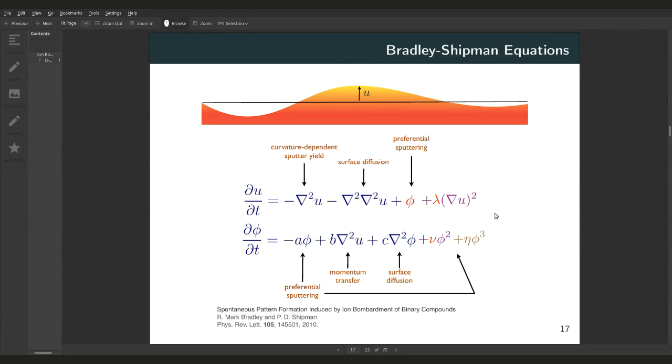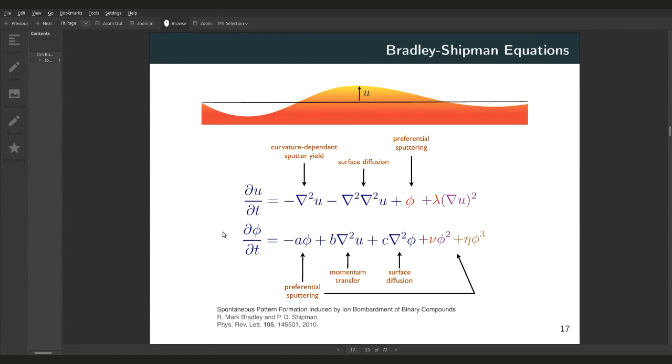Okay, so we can write this down as a model. U is the surface height, and crucial to this model is the fact that U and phi are coupled. U is the surface height from a mean average. We understand that the surface is being depleted as atoms are leaving, and so we take whatever the average surface height is as 0 for our model. So we're centering it on that.